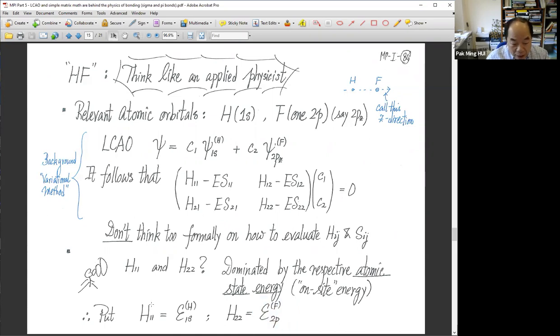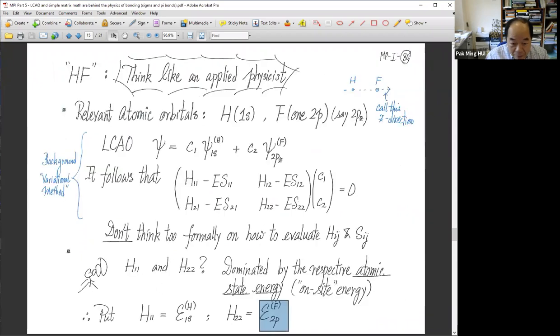Now this is minus 13.6. This is slightly deeper because for fluorine, the nucleus is more positively charged, stronger attraction for all the electrons. So the atomic levels are lower in energy than hydrogen.